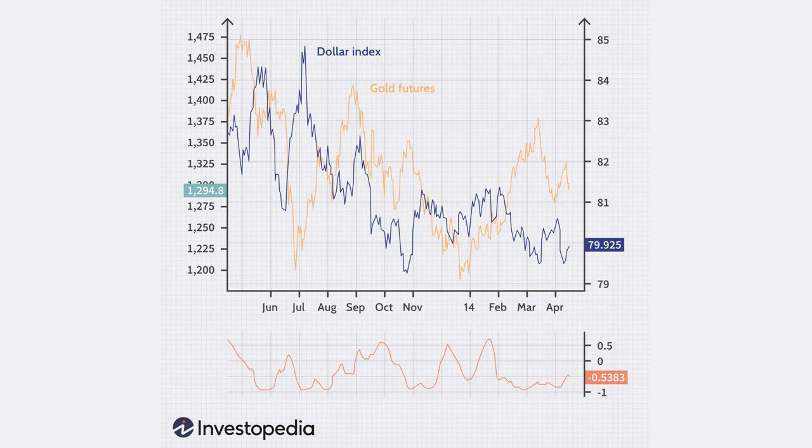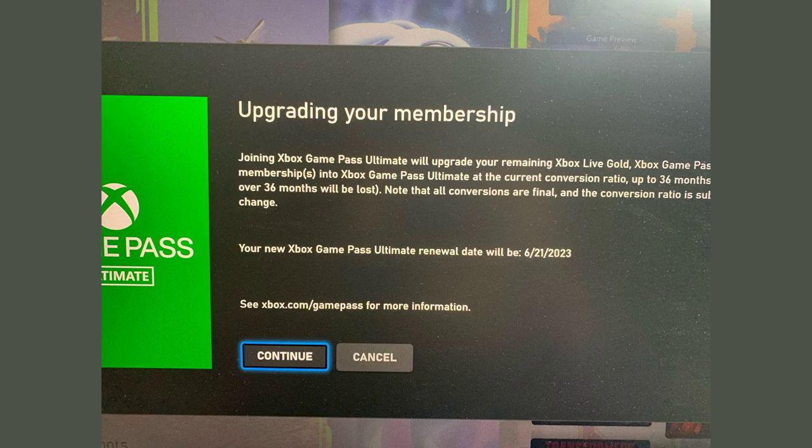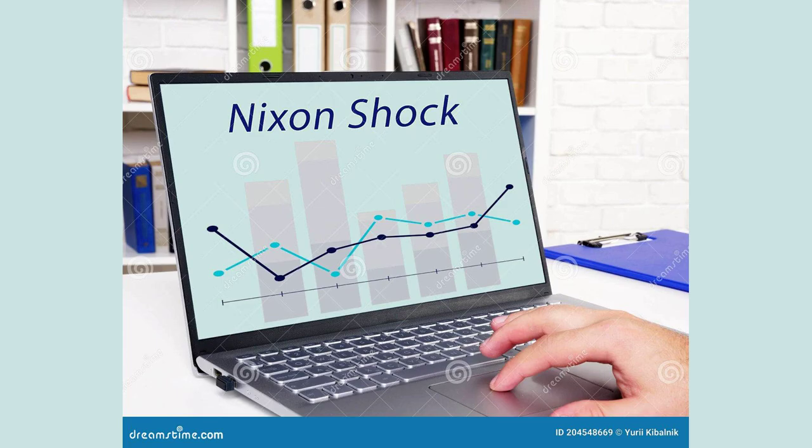In 1971, the Bretton Woods system collapsed when President Richard Nixon announced that the U.S. would no longer convert dollars into gold. This move, known as the Nixon shock, effectively ended the fixed exchange rate regime and marked the beginning of the era of floating exchange rates.